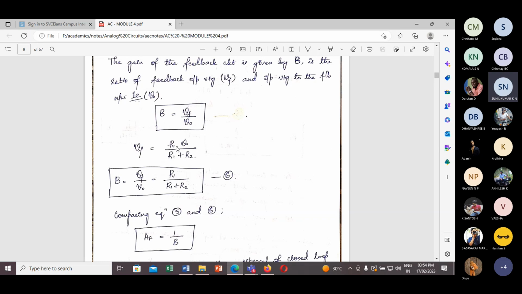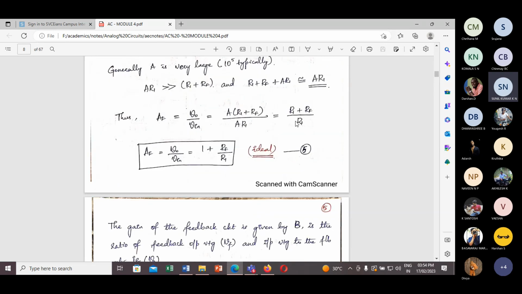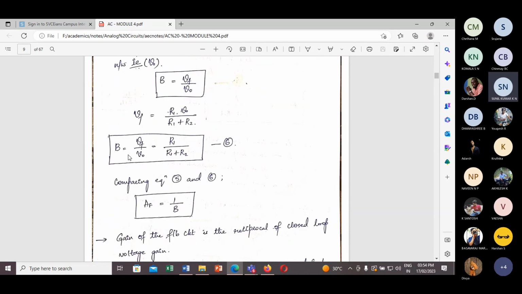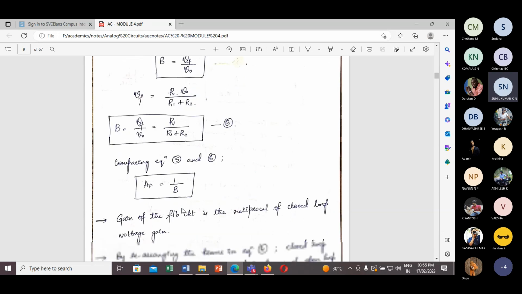That means both are equal in magnitude but opposite in direction. So you can say that A is equal to R1 plus RF divided by R1. So beta gain is nothing but R1 divided by R1 plus RF. So you can say that the negative feedback gain will be equal to the inverse of the gain of the feedback circuit, so 1 over B. So you will be getting 1 over B for this one.